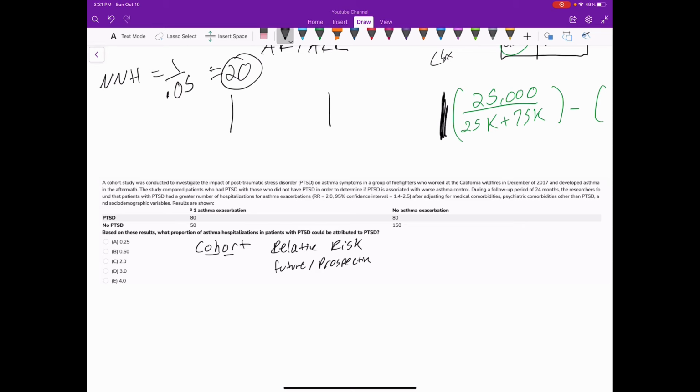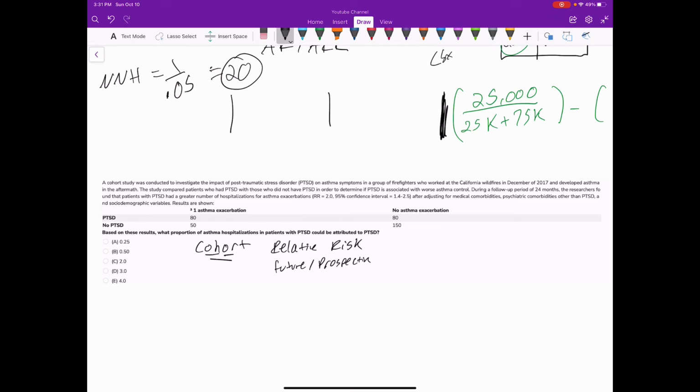A cohort study was conducted to investigate the impact of post-traumatic stress disorder on asthma symptoms in a group of firefighters who worked at the California wildfires in December of 2017. And developed asthma in the aftermath. The study compared patients who had PTSD with those who did not have PTSD, in order to determine if PTSD is associated with worse asthma control during a follow-up period of 24 months. All right. So we know it's the future. They already told us it's cohort, so the cohort is the future.